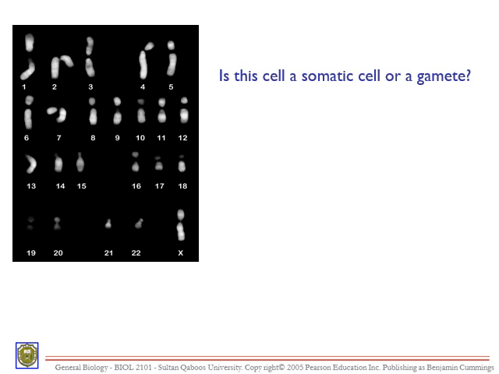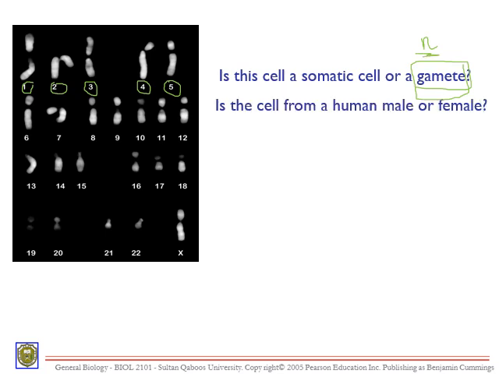Alright, let's take another example. Is this cell a somatic cell or a gamete? What do you think? Alright, it's very obvious. This cell is a gamete. How do you know that it's a gamete? Look at the chromosome numbers. Number 1, just one chromosome. 3 is one chromosome. So that's one set. So that is N. So the answer is gamete. Why is it a gamete? Because you have 23 chromosomes, which is N, one set of chromosomes.